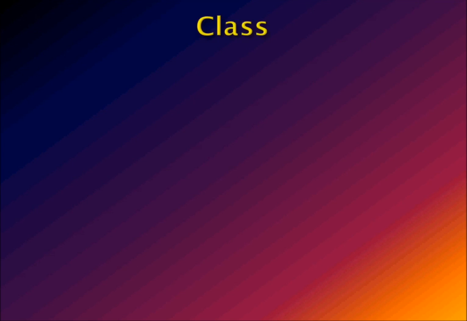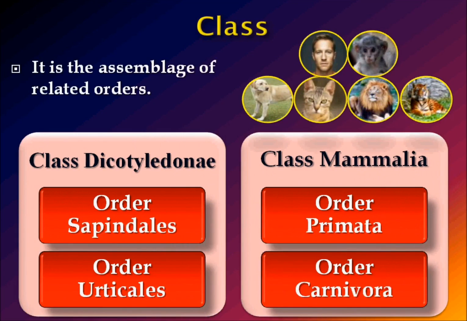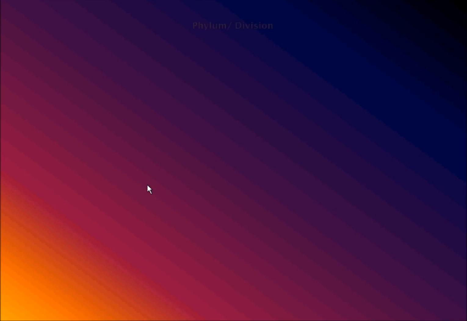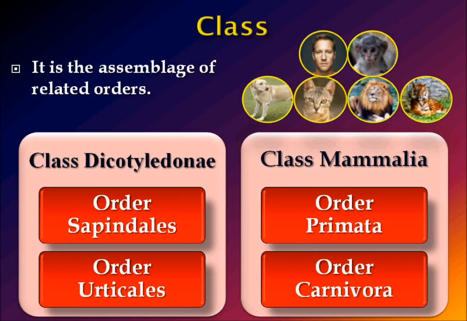Now let's proceed with the next taxa, that is class. So it is the assemblage of related orders. So for example, order Sapindales and order Utricales may be having certain characteristics which are common. So that will be under Dicotyledonae. So Dicotyledonae is the plants having two cotyledons. So here we see the example of mammals. So order Primata and order Carnivora fall under class Mammalia.